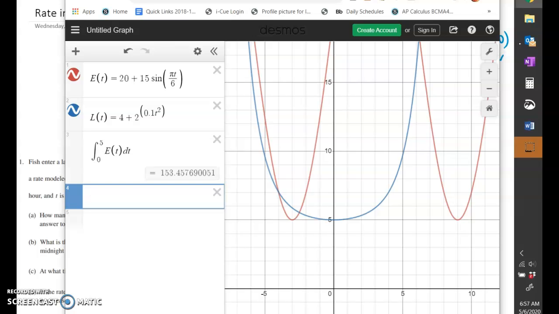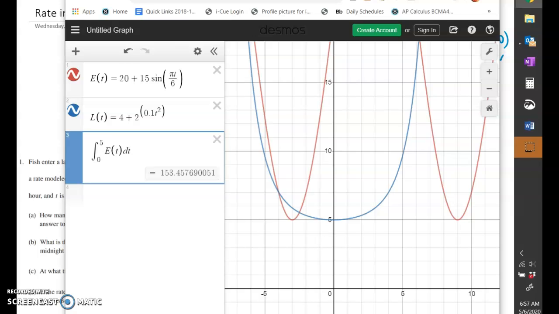I entered these functions. You can enter them with the letter T, and Desmos still understands what you want. You can graph them easily in different colors, so you can tell what your function is. And if you just start typing the word integral, an integral sign pops up. So it's pretty intuitive. If you start typing the word pi, a pi sign pops up. If you do a little caret, you get exponents. So it's up to you. You can use your calculator, but this is what I found.